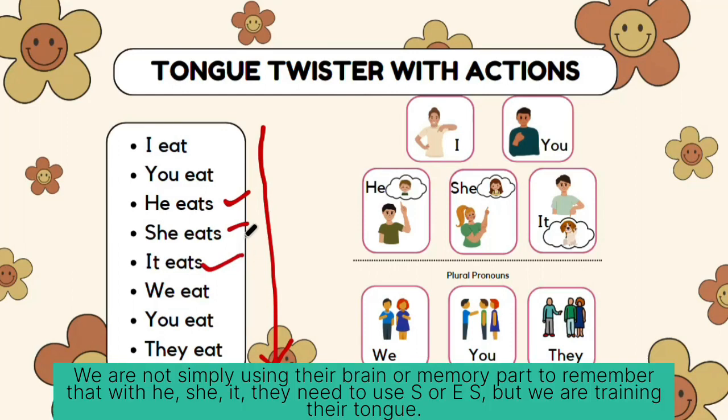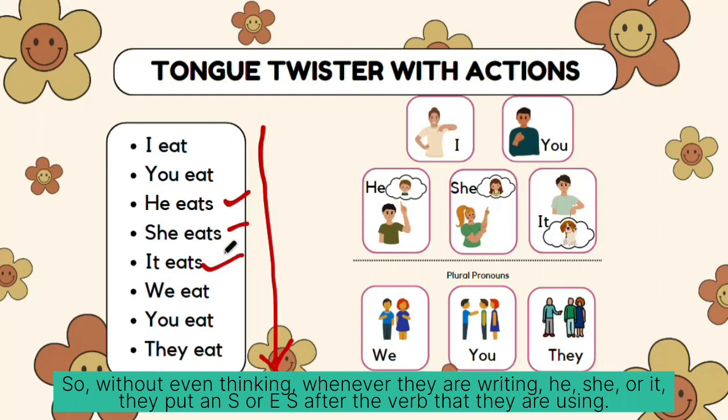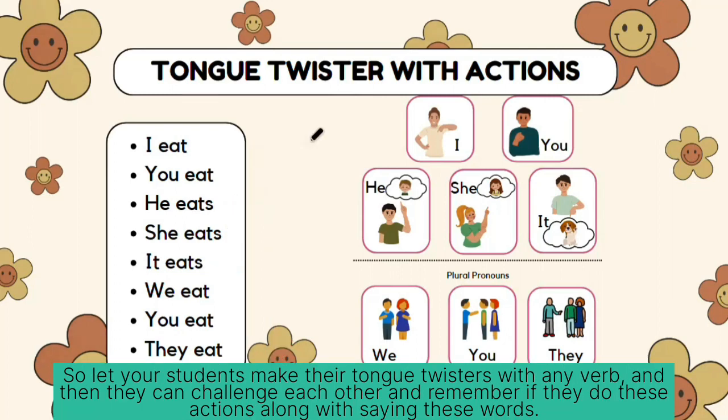We are not simply using their brain or memory power to remember that with he, she, it, they need to use s or es, but we are training their tongue so without even thinking, whenever they write he, she, it, they put an s or es after the verb that they are using. So let your students make their tongue twister with any verb, and then they can challenge each other.